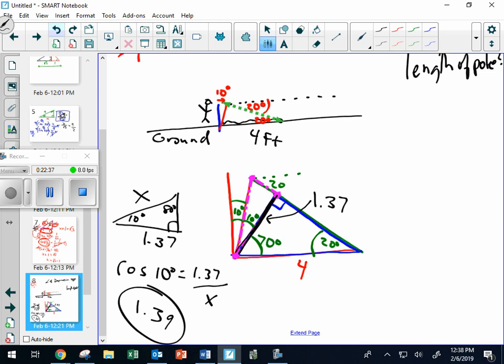1.39, and if this was in feet, that's a weird number, but you took a stick and shoved it in the ground. You can't expect it to come out to a nice number.